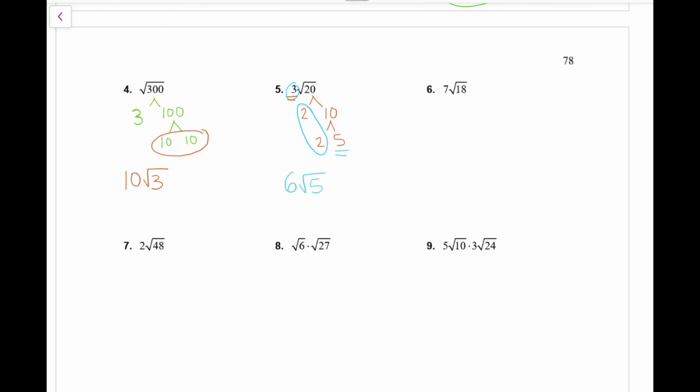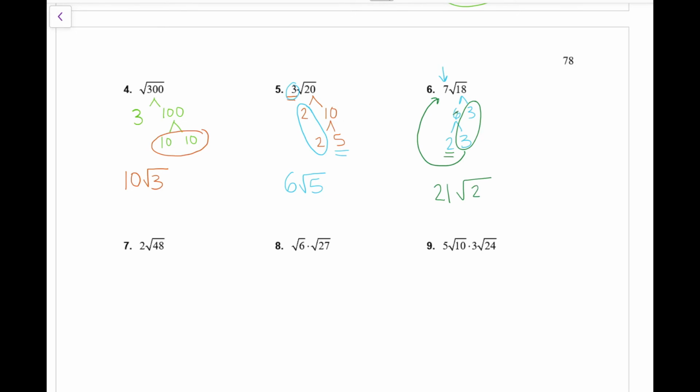Okay, on number 6, we have a 7 out front. Inside the root, we're going to break down 6 times 3, and then 6 breaks down to 2 times 3. I see a couple of 3s, so they get married, they become 1, and they come out front with the 7. But we're going to multiply them together. 7 times 3 gives me 21, and then still left in the single house is this 2.